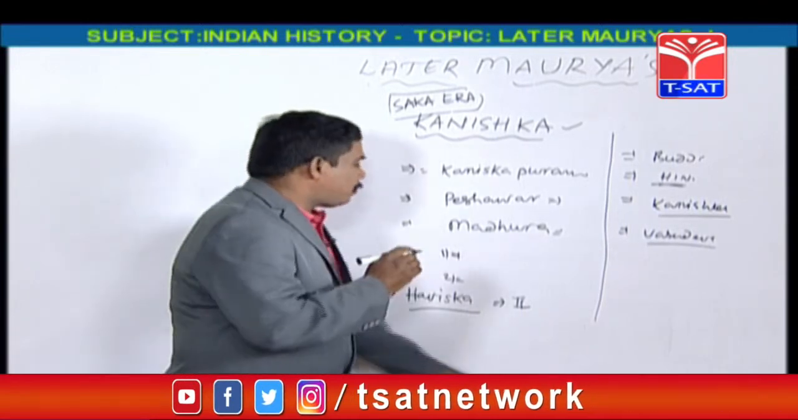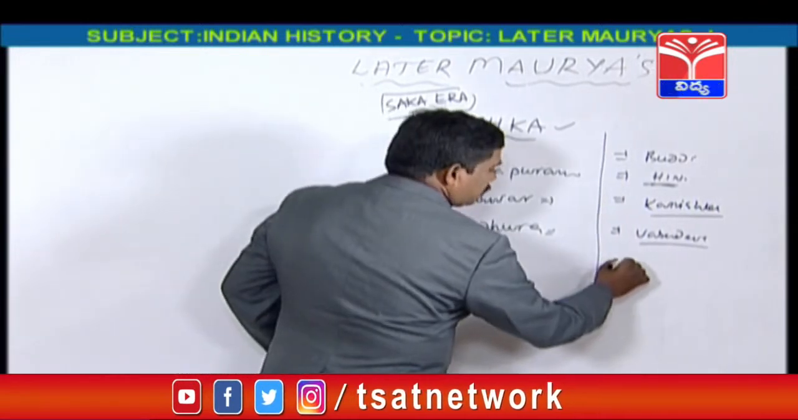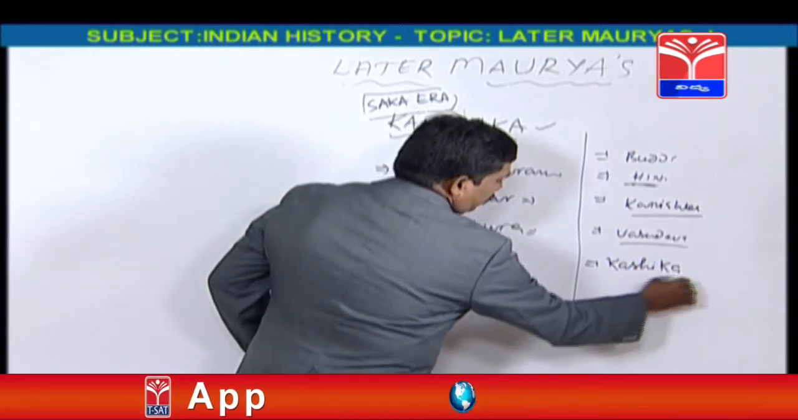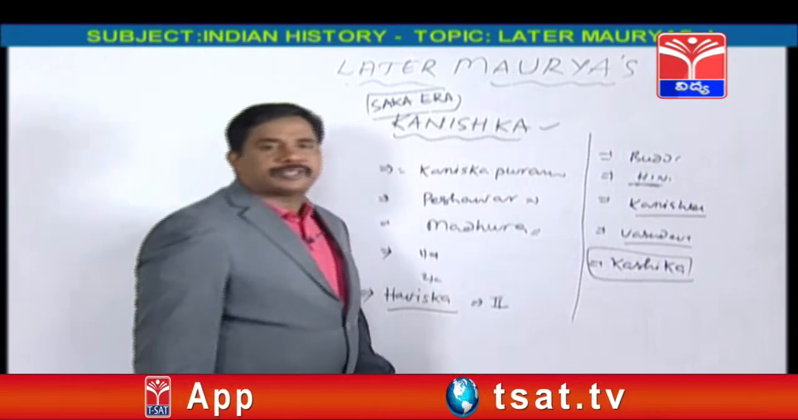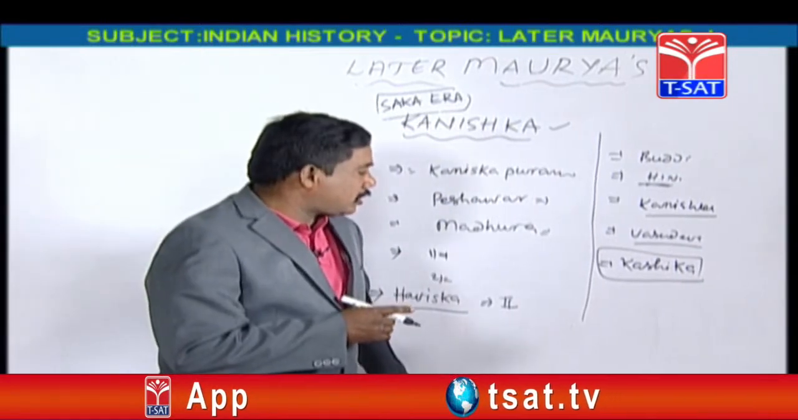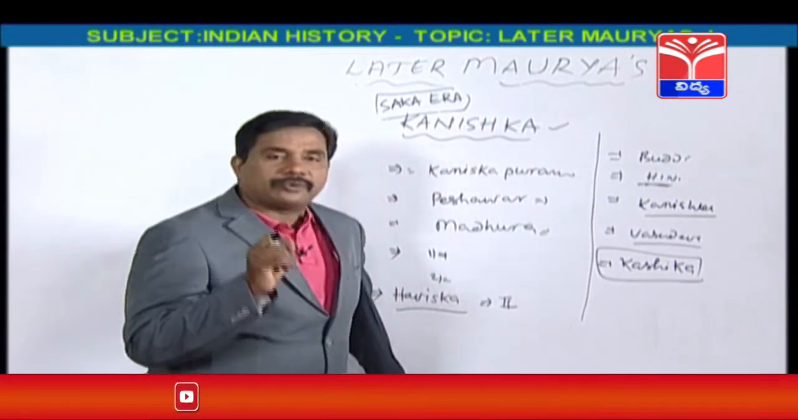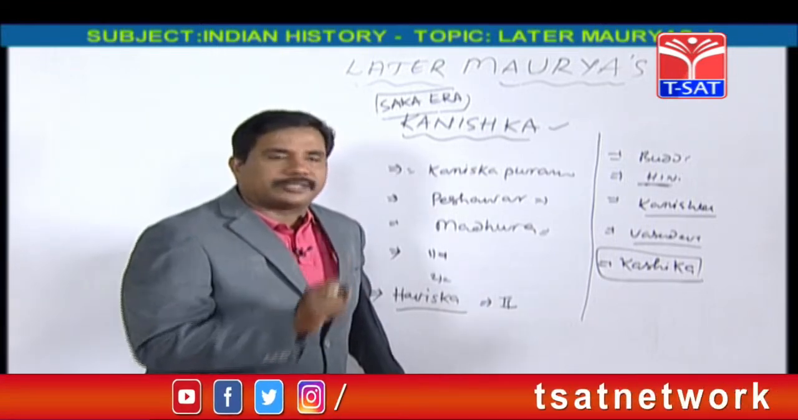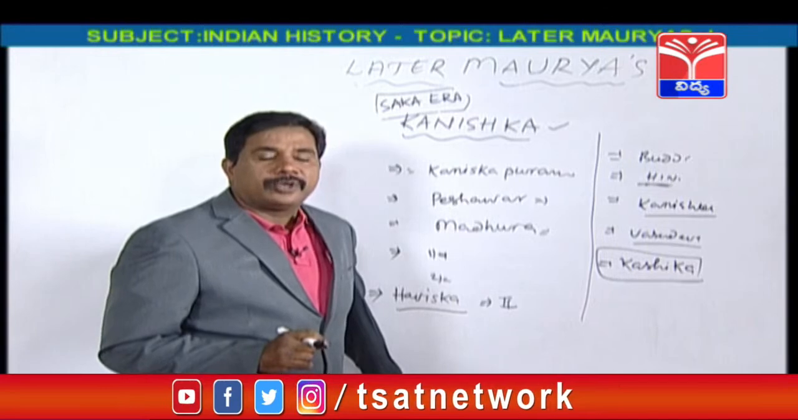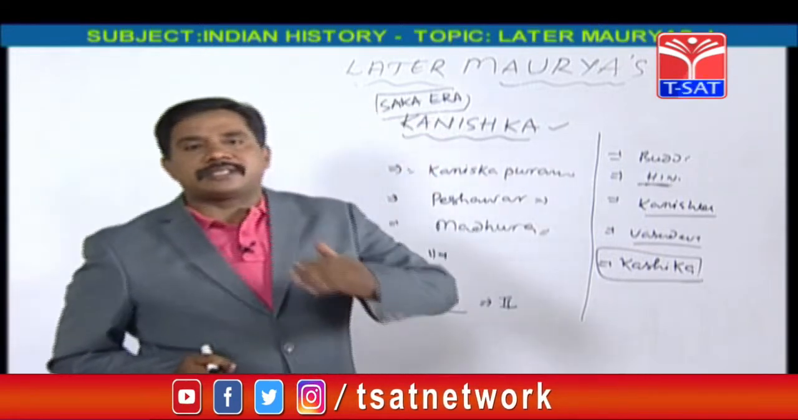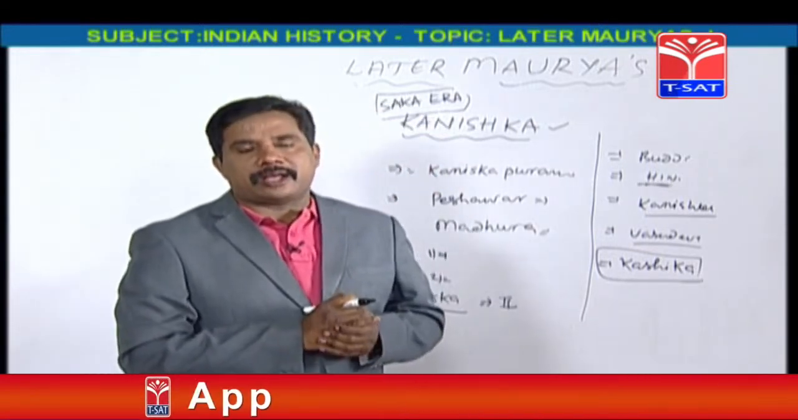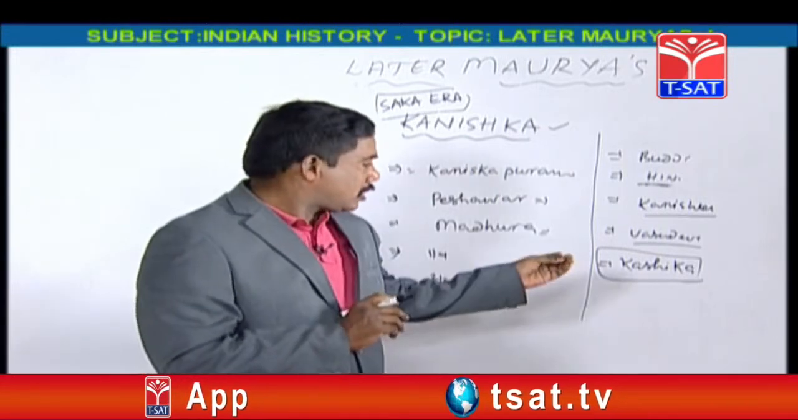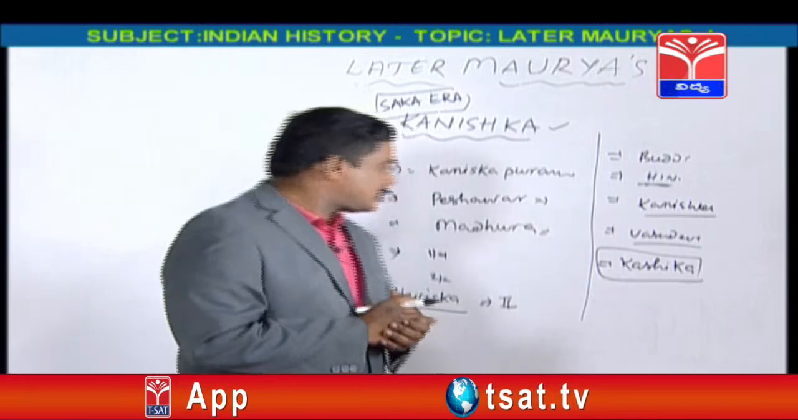And here the important cloth is 𝗂𝗽𝗃 𝗧𝗦𝗔𝗧. We should remember 𝗂𝗽𝗃 𝗧𝗦𝗔𝗧. This is the most important question: which cloth was introduced in the period of Kushans? That is 𝗂𝗽𝗃 𝗧𝗦𝗔𝗧. It means the woolen and silk combination cloth.